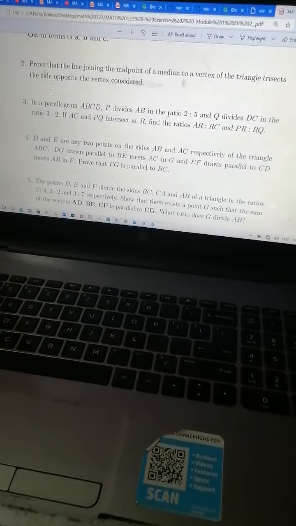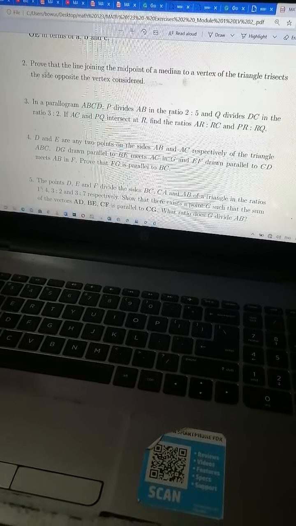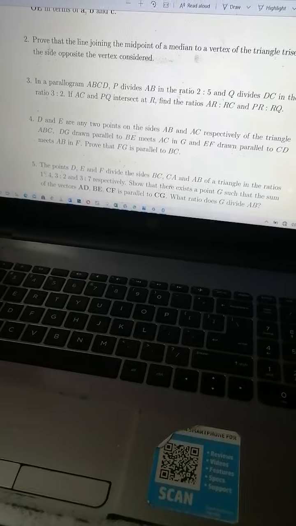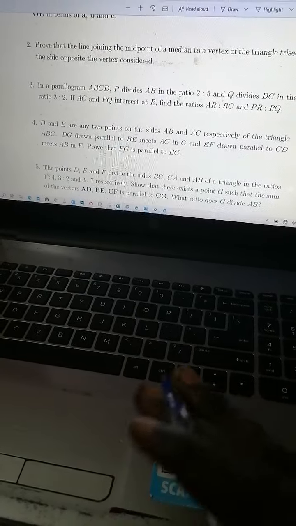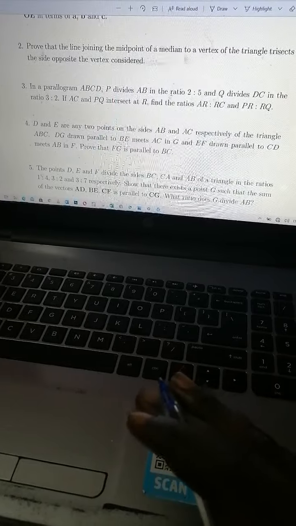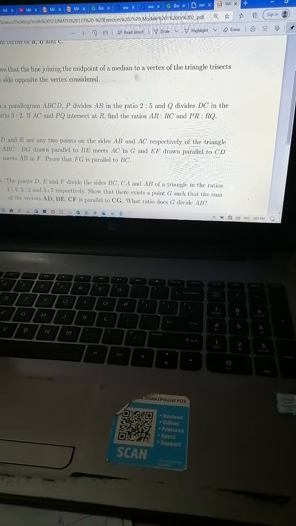All right. So question 3. Good evening once again. All right. So question 3. The question says ABC is a parallelogram, P divides AB into a ratio 2:5.